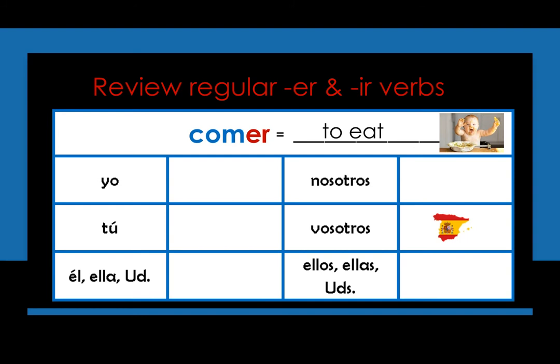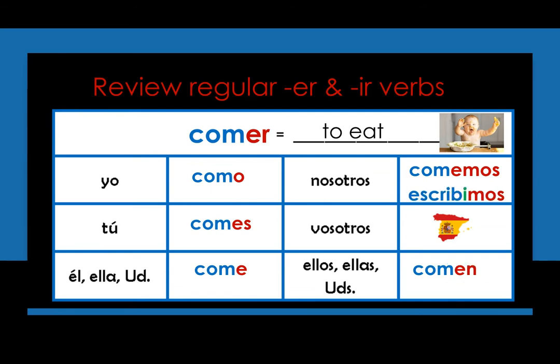that's in red. So when you conjugate this out, it becomes yo como, tú comes, él, ella, usted come, nosotros comemos, and ellos comen. You can see the regular ER and IR endings in red: o, es, e, emos, en. But don't forget, when we have an IR verb, that EMOS goes to IMOS. Como, comes, come, comemos, escribimos, comen.